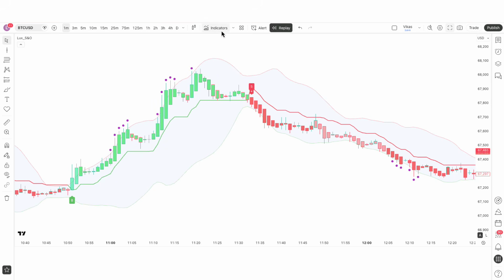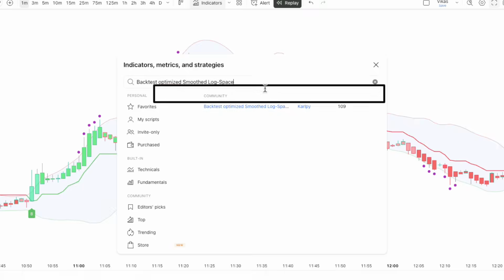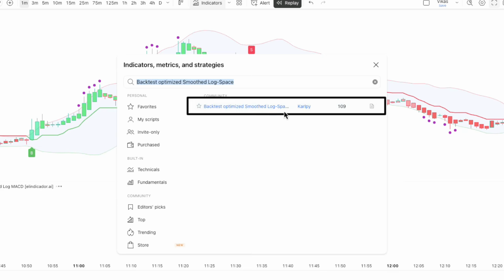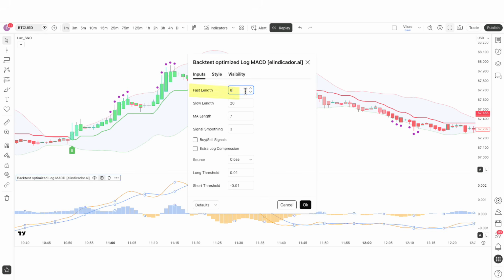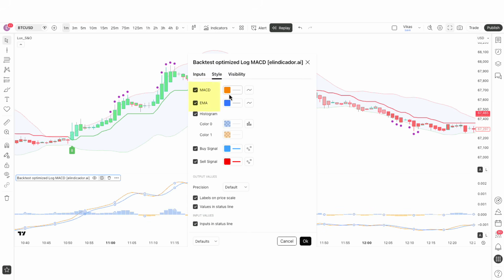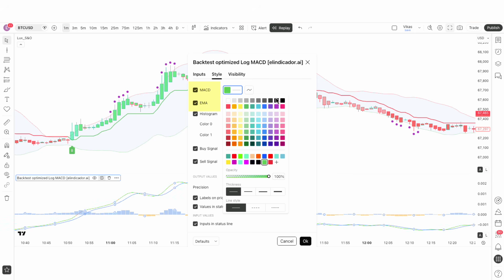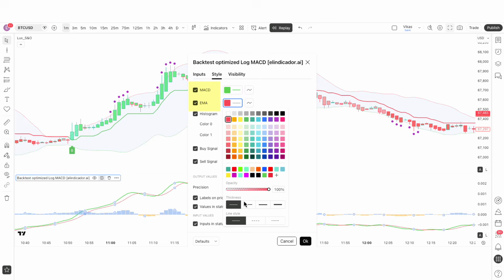Let's go to the Indicator Search tab, search Backtest Optimized Smoothed Log Space, and select this one called Backtest Optimized Smoothed Log Space, created by Kalpi. Now let's access the settings of this indicator so we can modify it to suit our strategy. We change fast length from 8 to 11, MA length from 7 to 4, MACD color from orange to green, and EMA color from blue to red. And here everything is fine after that.